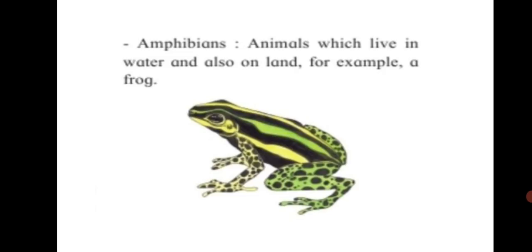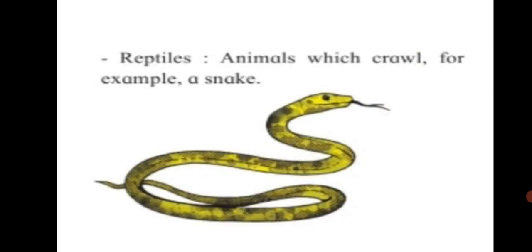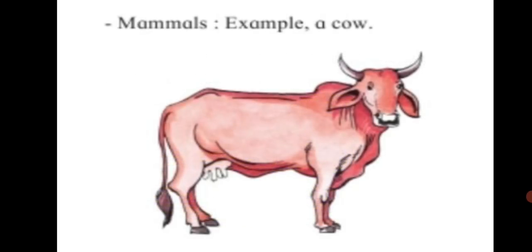So which vertebrates did we learn? Aquatic animals, example fish. And second, amphibians, that is a frog. Third, birds. Birds are also categorized as vertebrates. They have a backbone. Fourth, vertebrates are reptiles. As I mentioned to you, snake. Animals which crawl, for example, a snake. And the fifth vertebrate we are learning is mammals.